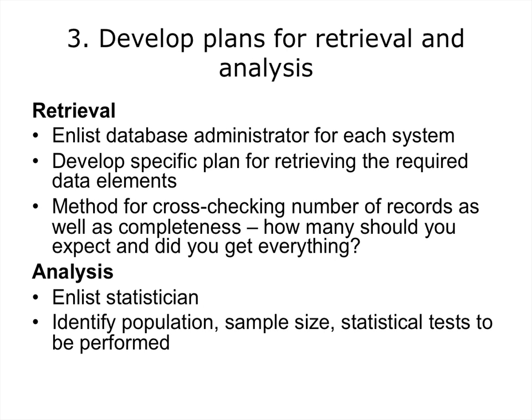A plan for retrieving the data from the various systems, along with a plan for checking that all the data required were actually retrieved, should be developed. There needs to be some way to determine how many records are expected and then actually retrieved. This may involve cross-checking against other systems. This step will require the participation of the individuals who normally perform data retrieval from the systems involved.